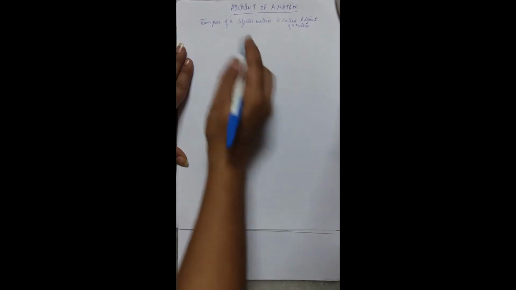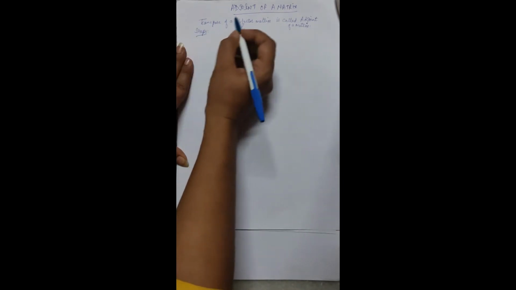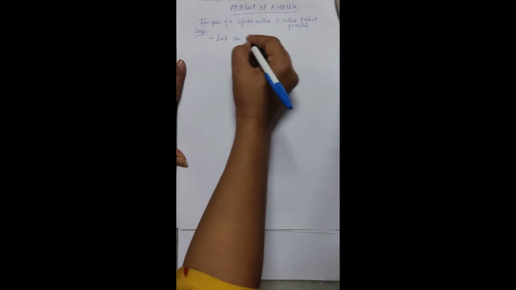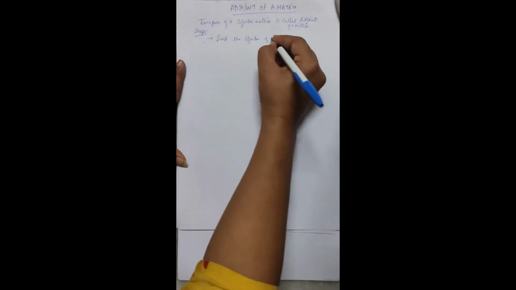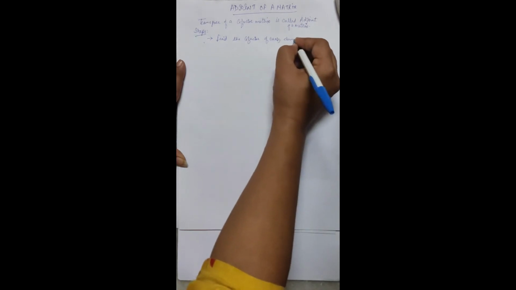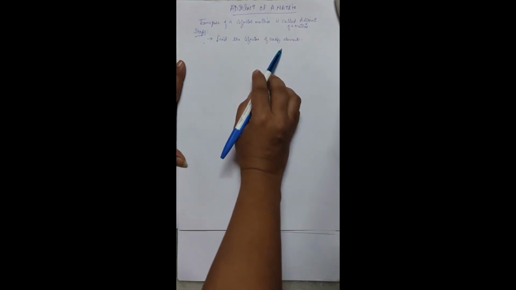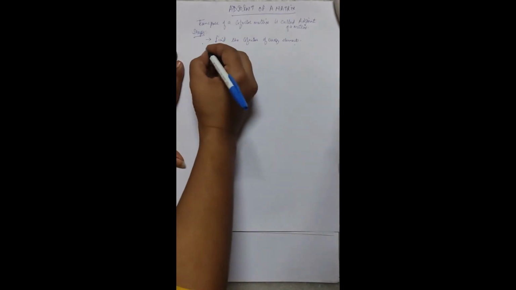Here are a few steps which we are supposed to follow while calculating the adjoint. First of all, the first step is that we have to find the cofactor of every element which is given in the matrix. So we have to find out the cofactors of every element. Second point: from these values of cofactor we have to formulate the cofactor matrix. How this matrix can be formed, I will let you know.